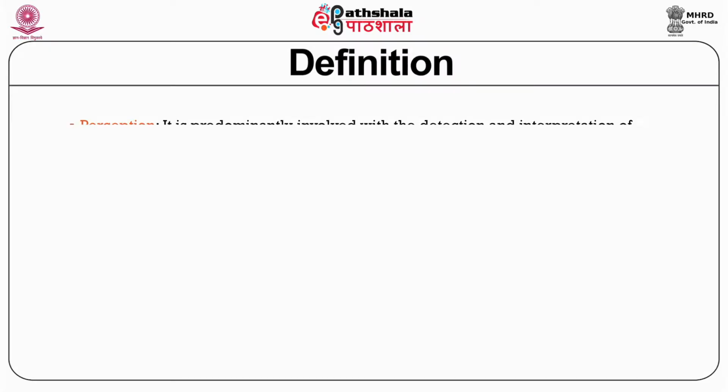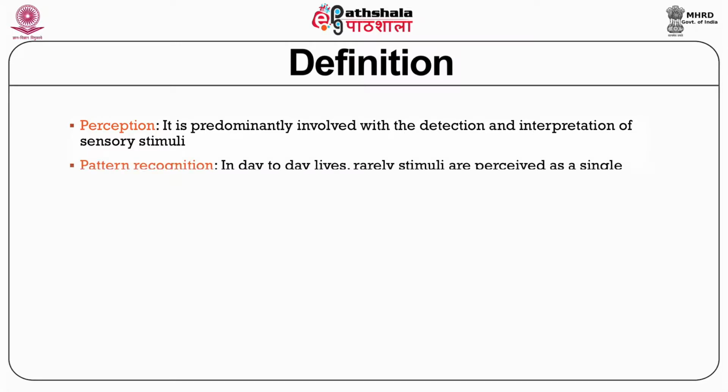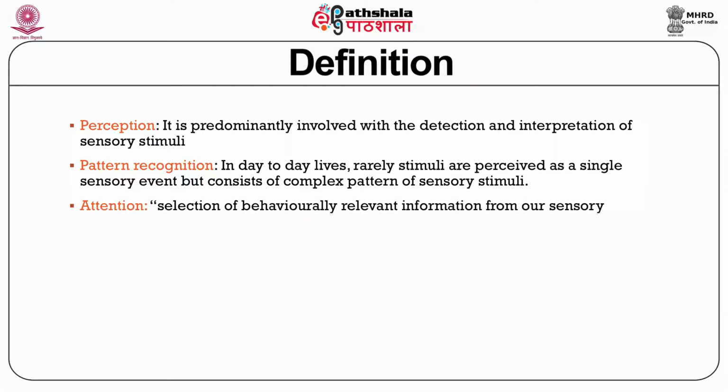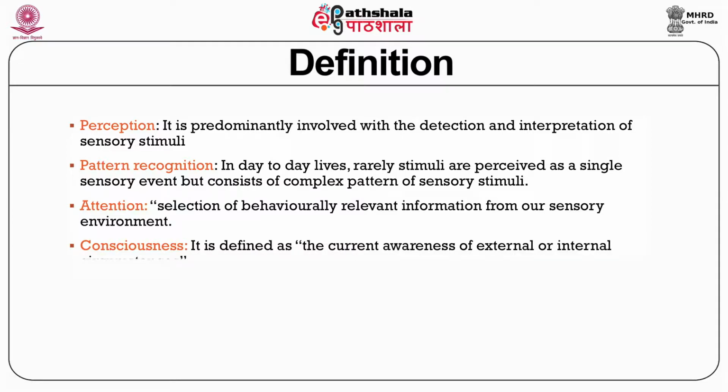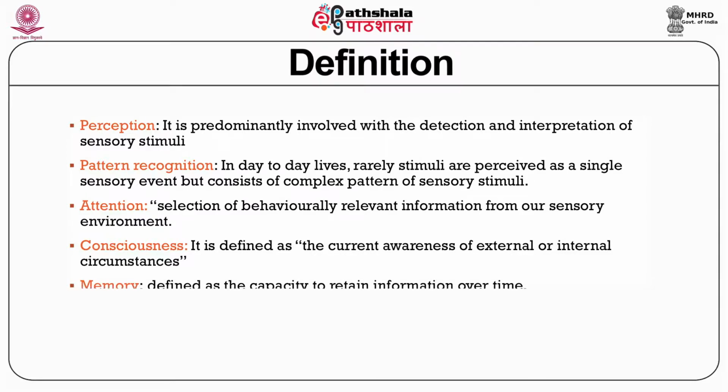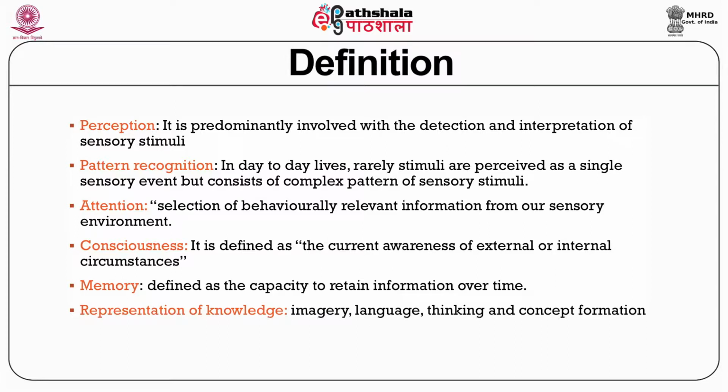So, what are the main cognitive domains we know of? Predominantly, it includes perception, which is involved with the detection and interpretation of sensory stimuli. Then we have pattern recognition. In day-to-day life, rarely are stimuli perceived as a single event; they consist of a complex pattern of sensory stimuli. Then, the most important cognitive domain is attention, which is the selection of behaviorally relevant information from our sensory environment.